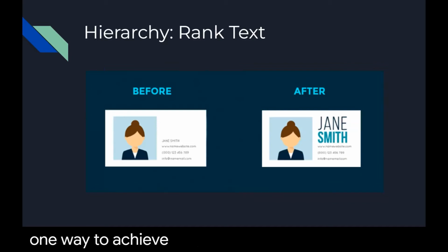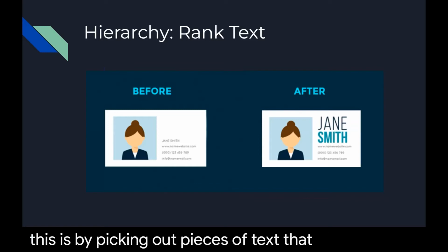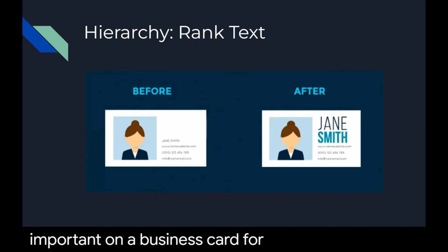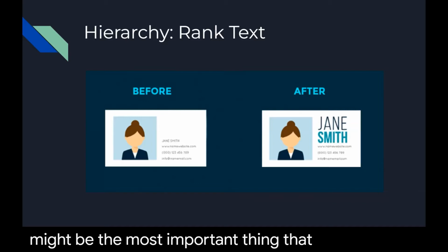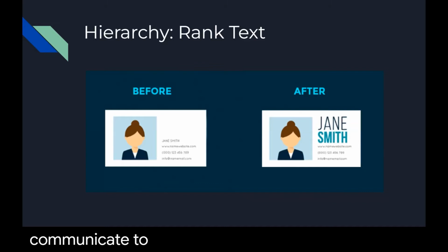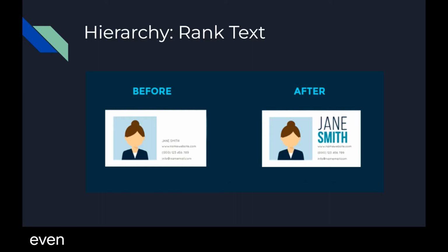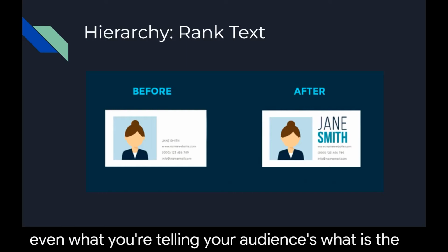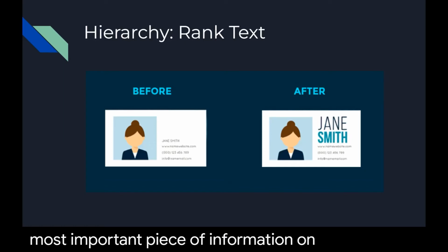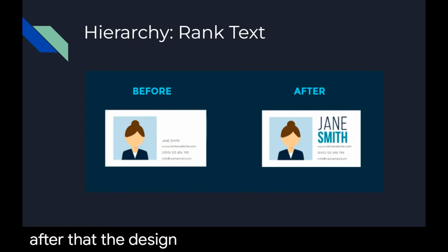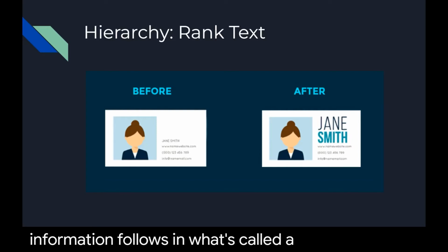One way to achieve hierarchy is through rank text, and this is by picking out pieces of text that are most important. On a business card, for instance, the name might be the most important thing that you want to communicate to your audience. And by ranking the text into different sizes, different colors, different fonts even, what you're telling your audience is what is the most important piece of information on the page. Here you can see in the before and after that the designer has chosen to rank the name as the most important, and then the contact information follows in what's called a second rank order.